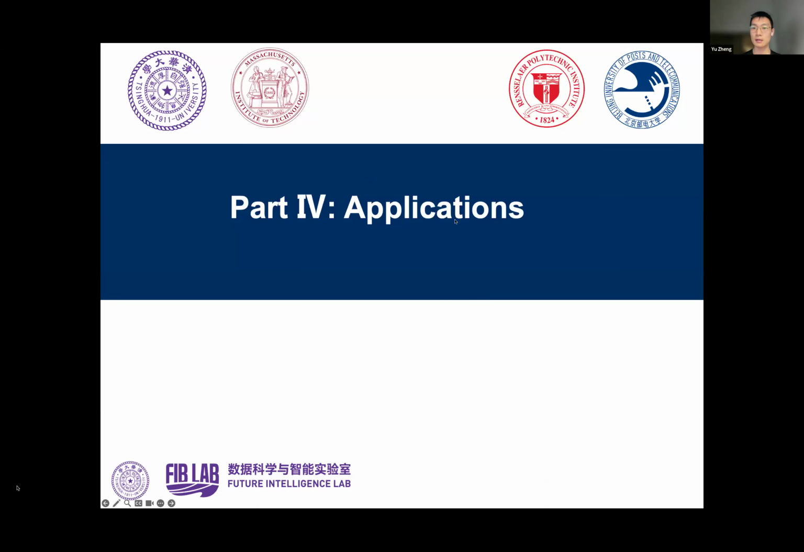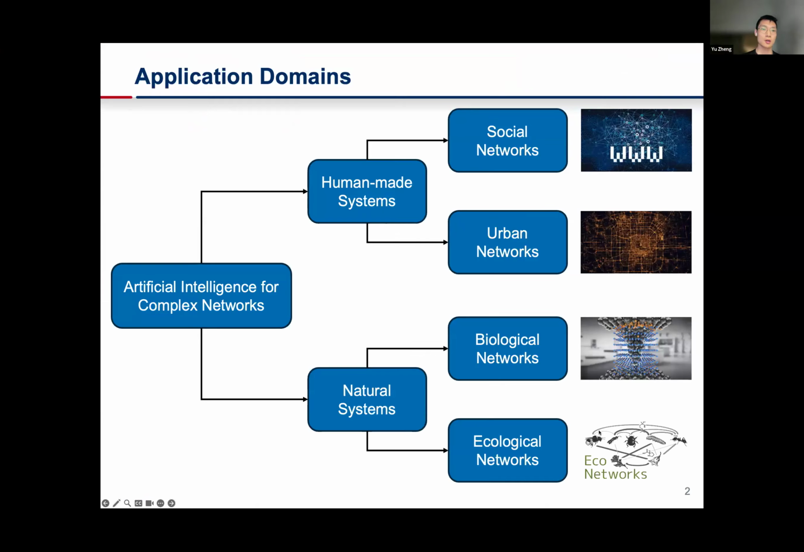Hello, everyone. My name is Yu Zhang, and I'm currently a postdoc at MIT. In this section, I'm happy to share some interesting applications of AI in real-world complex networks. We will cover both human-made systems and natural systems. For human-made systems, we will introduce some interesting works on social networks and urban networks. For natural systems, we will cover biological networks and ecological networks.